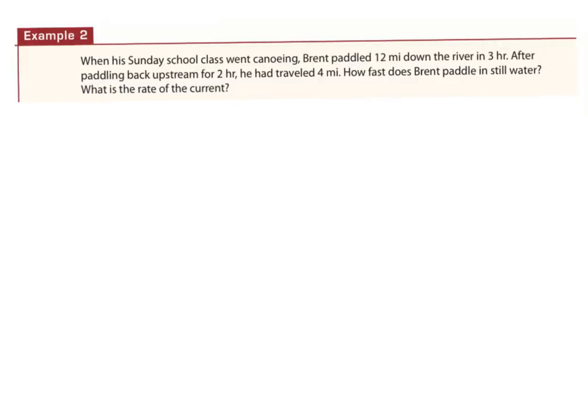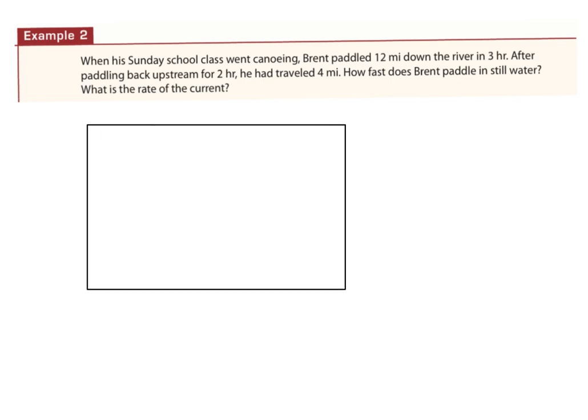So let's look at number 2. It says, when his Sunday school class went canoeing, Brent paddled 12 miles down the river in 3 hours. After paddling back upstream for 2 hours, he had traveled 4 miles. How fast does Brent paddle in still water? What is the rate of the current? Okay. So we're going to do a rate, time, and distance just like we did before. So we're going to set up our little chart and we are going to do rate, time, and distance for our chart.